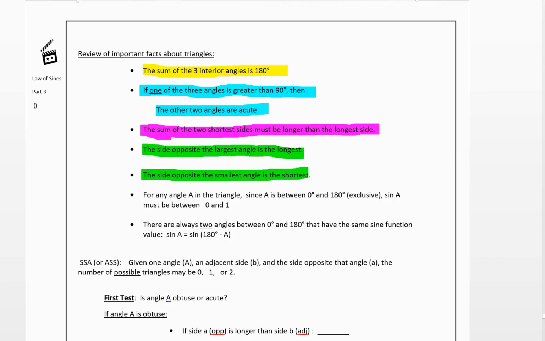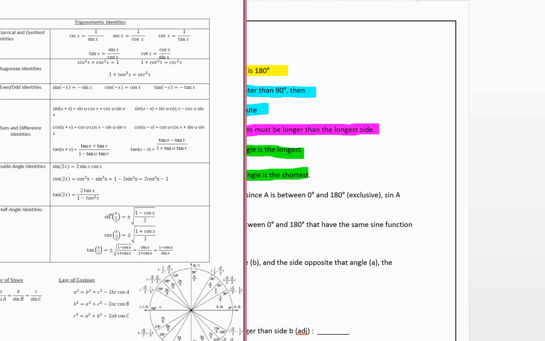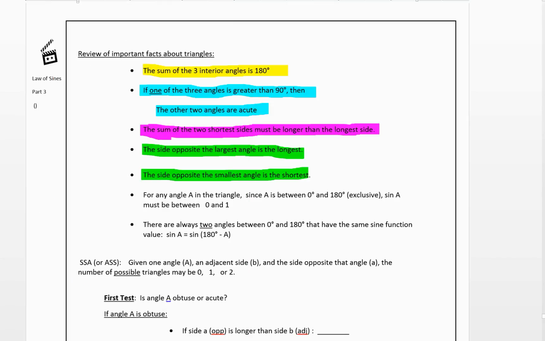For any angle A in a triangle, since A is between 0 and 180 degrees, sine of A must be between 0 and 1. So remember, for a triangle, we only have positive angles, and it has to be between 0 and 180. If we think about sine as the y values, these are all positive, and we know 1 is the biggest it can be. So for any angle of a triangle, the sine of that angle must be between 0 and 1.